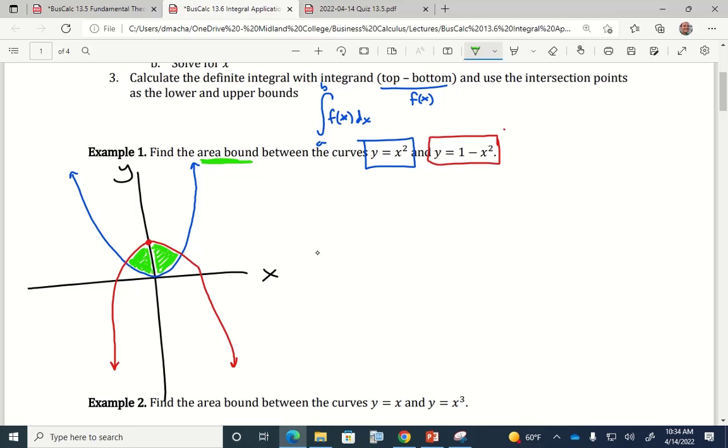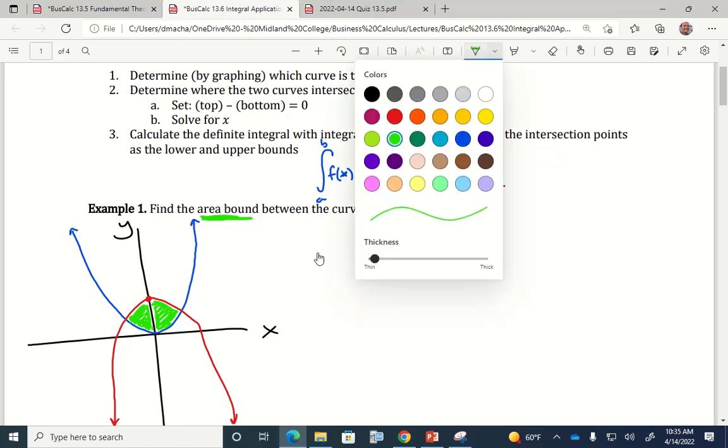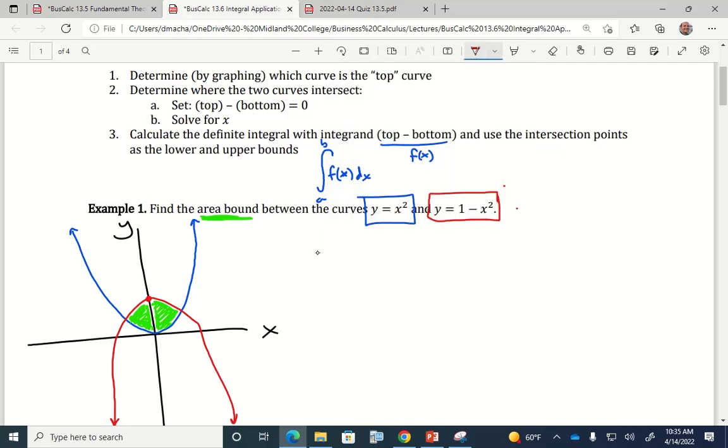So let's look at my procedure. Number 1, we're going to say that the red curve is my top curve because in that little lime green area, the red curve is on top. And so red curve, you are now top curve. Blue curve, you are the bottom curve.